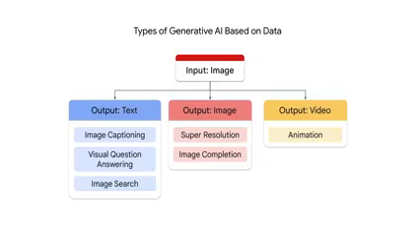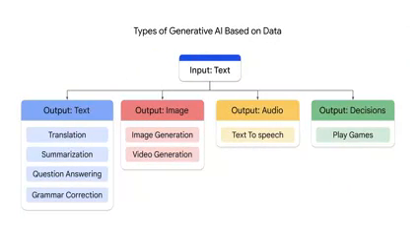For example, under the output text, you can get visual question and answering, while under output image, an image completion is generated, and under output video, animation is generated. A generative language model takes text as input and can output more text, an image, audio, or decisions. For example, under the output text, question and answering is generated, and under output image, a video is generated.